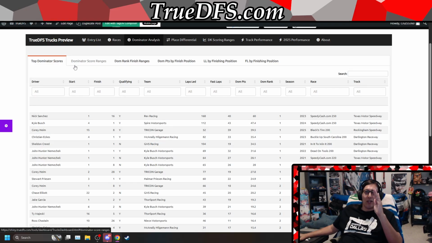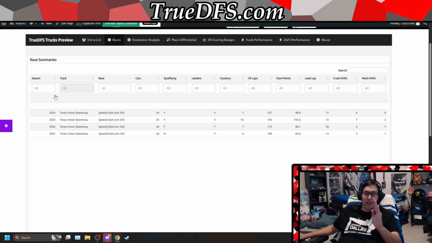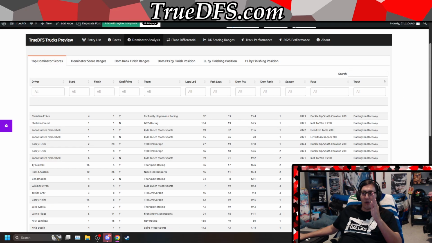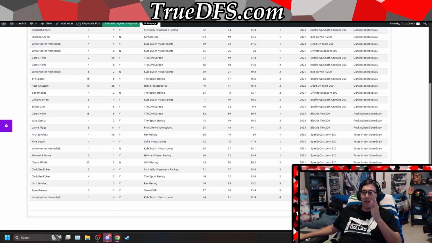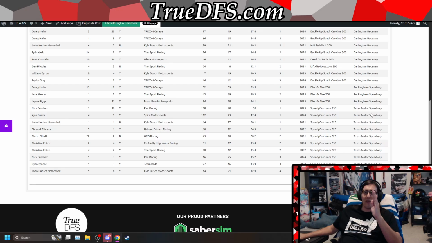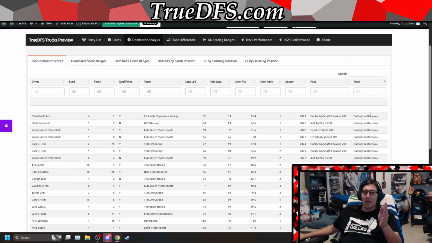We can also move to the Dominator Analysis tab. So this gives you the top DK scoring drivers by the fast laps and laps led points in these last 4 races. As I stated, because we're looking at the last 4 races at Darlington, and then similar track types as well. Obviously we're looking at all the Darlington races, Rockingham, Texas. These are the similar track types that Astukas has decided to look at here.